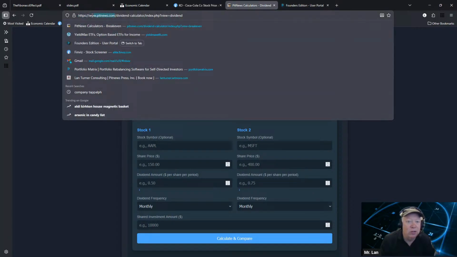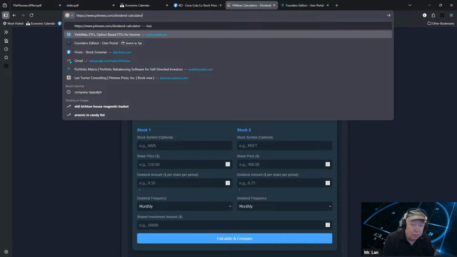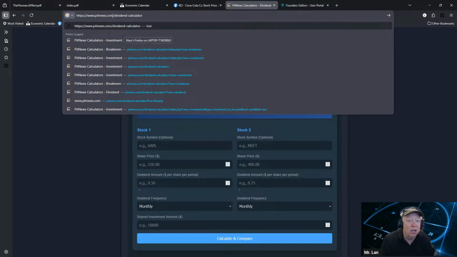So you go to pitnews.com/dividend calculator. Can you see that? You don't need this part. Get rid of that. It's just pitnews.com/dividend calculator. Go ahead, take your little camera and take a picture of that so you don't lose it. It's not published out on the web. It's just for my people. It's just for you. I have not put this out on the web. There's no link to it anywhere. It's hidden. It's hiding just for you.